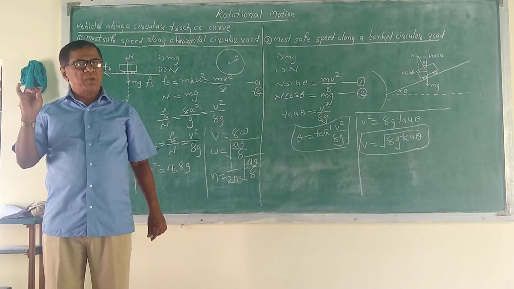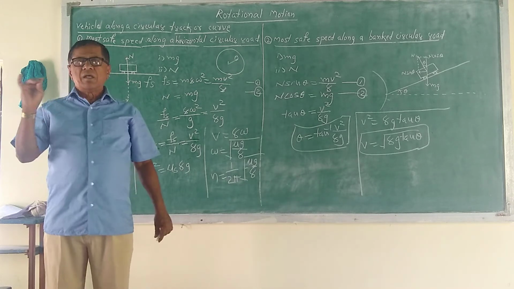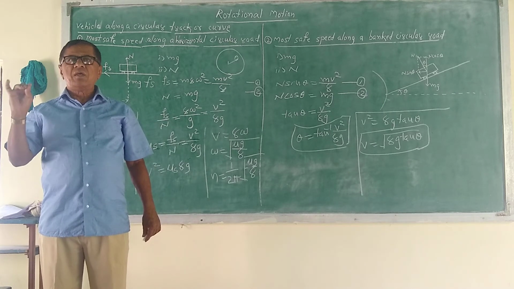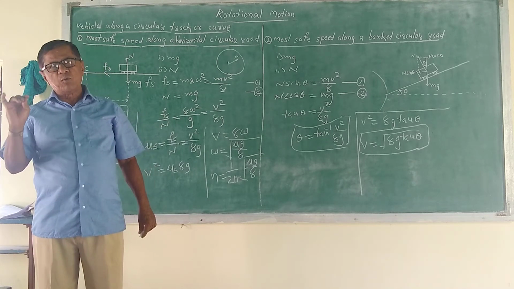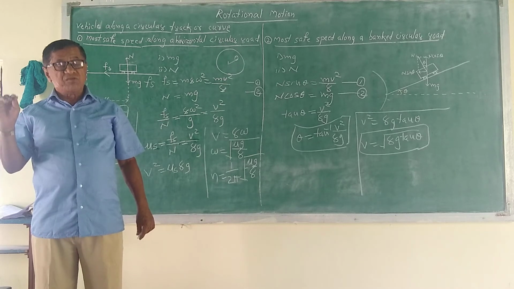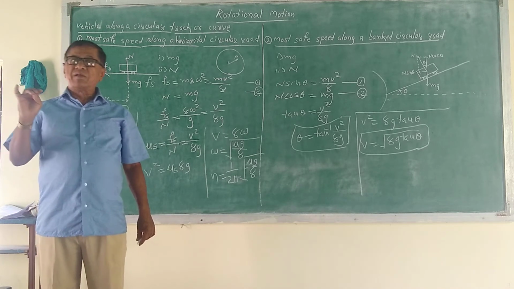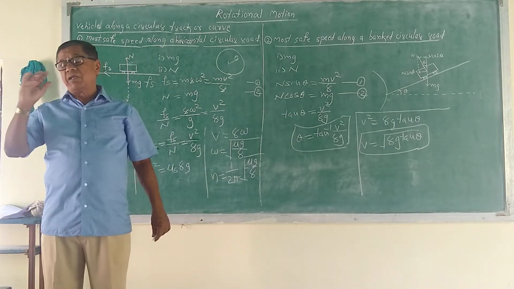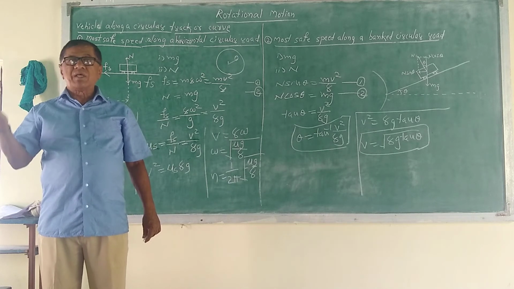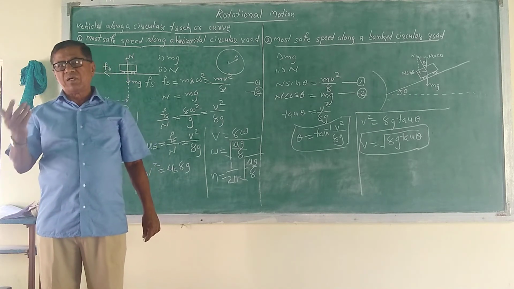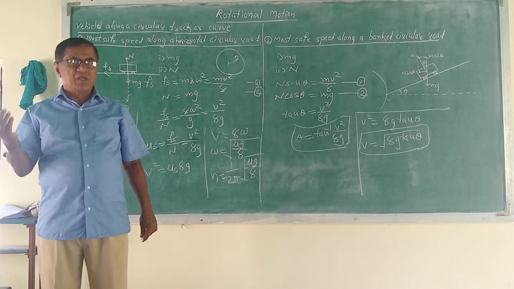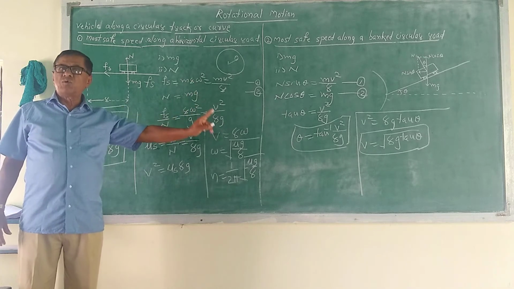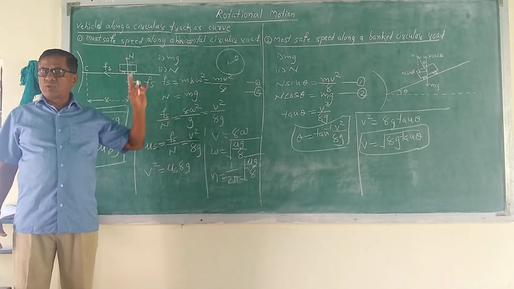This speed limit can be increased by increasing the radius, that is, v is directly proportional to root r. V is directly proportional to the square root of tan theta. This speed limit can be increased by increasing the radius of the curve, or by increasing the angle of inclination, but there are limits for the radius of the curve and the angle of inclination.